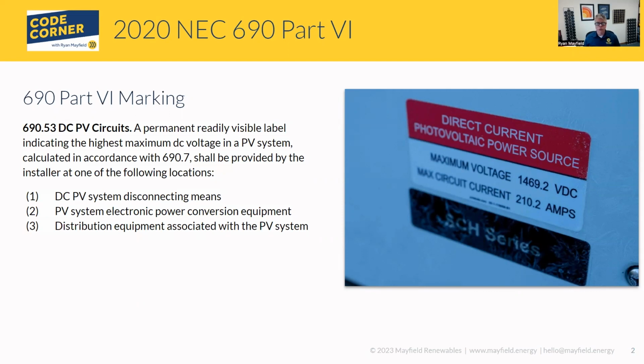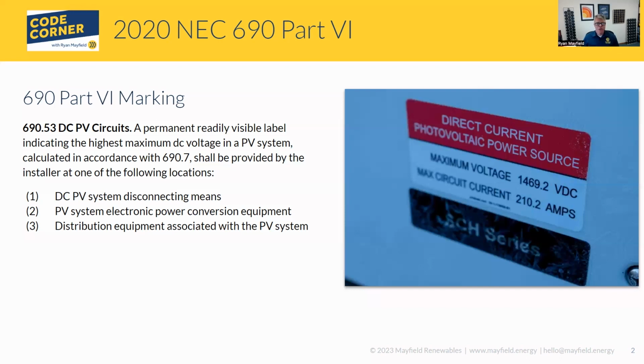PV modules have an inverse relationship between voltage and temperature. The colder it gets, the higher the voltage goes. So that's what 690.7 tells you: you have to calculate that voltage. And this is a label telling you what that voltage is.